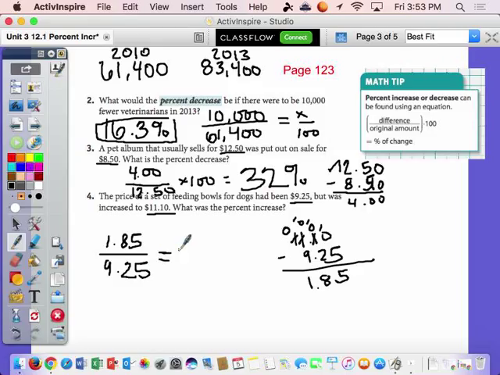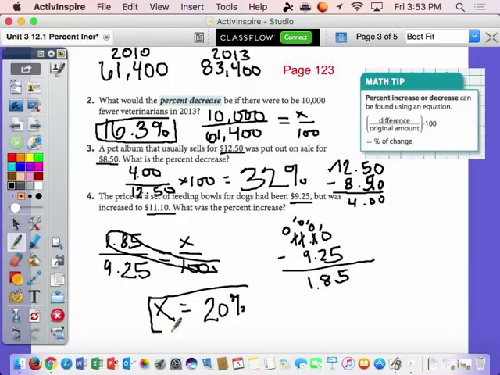And then I'm so used to doing proportions, so I'm just going to stick with that x over 100. And if I solve this, I end up with x equals how much percent? 20%. And the biggest thing to remember is this is an increase. Sometimes it's decrease, sometimes it's increase. But just remember, one goes up, increase, one goes down, decrease.